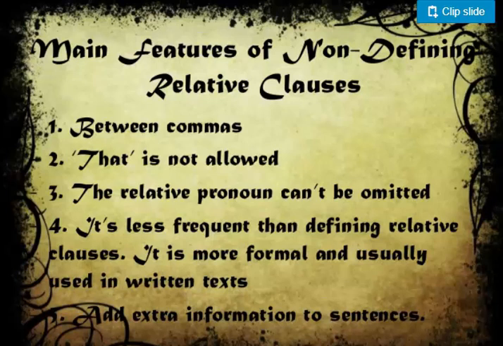Main features of the non-defining clause: it comes between the commas. "That" is not allowed, which means we don't use the word "that" in a non-defining clause. The relative pronoun can't be omitted. For example, if I say, "Sara is beautiful, her clothes look very pretty," here the pronouns can't be omitted.